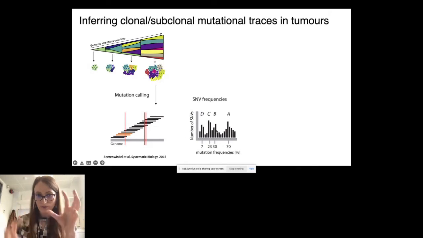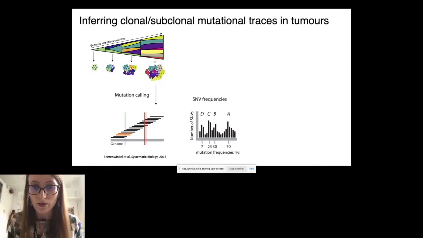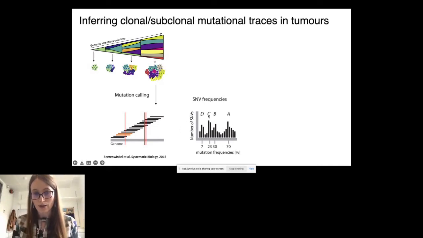So B and C are sort of intermediate frequencies. These are 2 subpopulations of cells. We call them subclones that contain some mutations. So generally within tumors, you see this very heterogeneous population. So they would contain specific mutations. And then you have the D subclone, where the mutations are very infrequent. So some of these would actually be neutral mutations, some passenger mutations that don't really have a fitness effect.